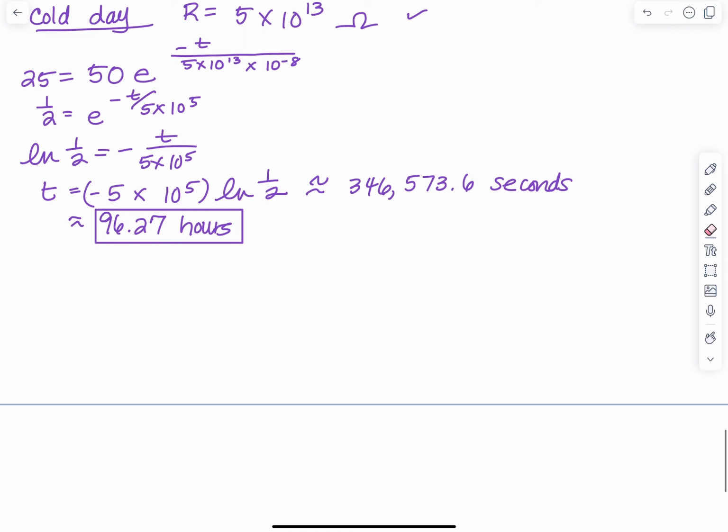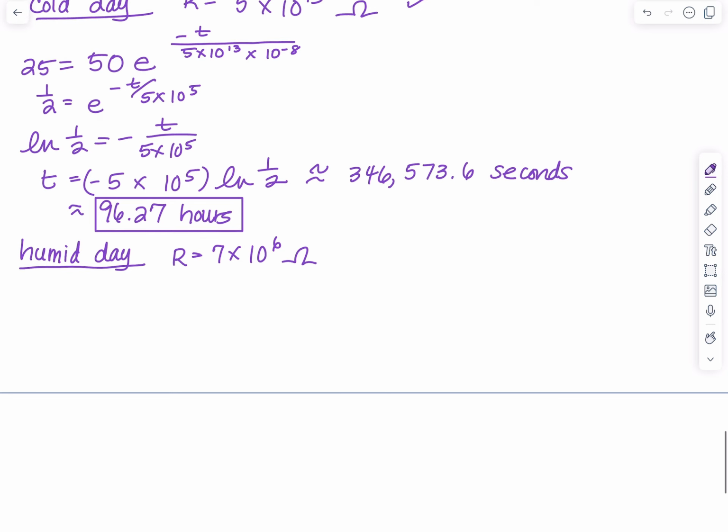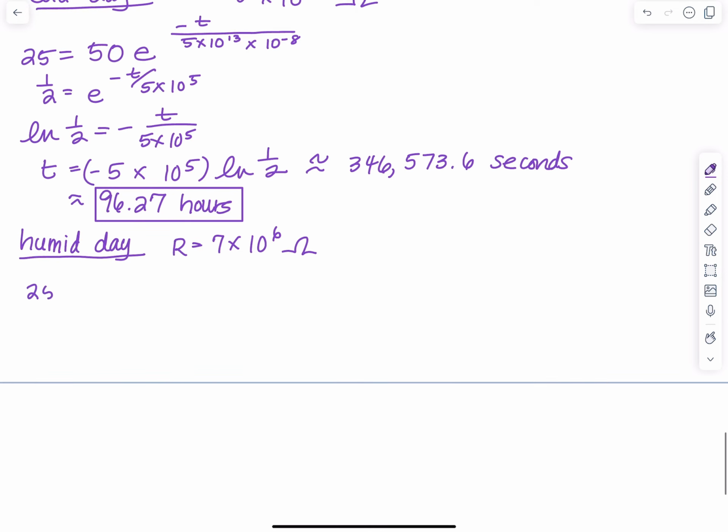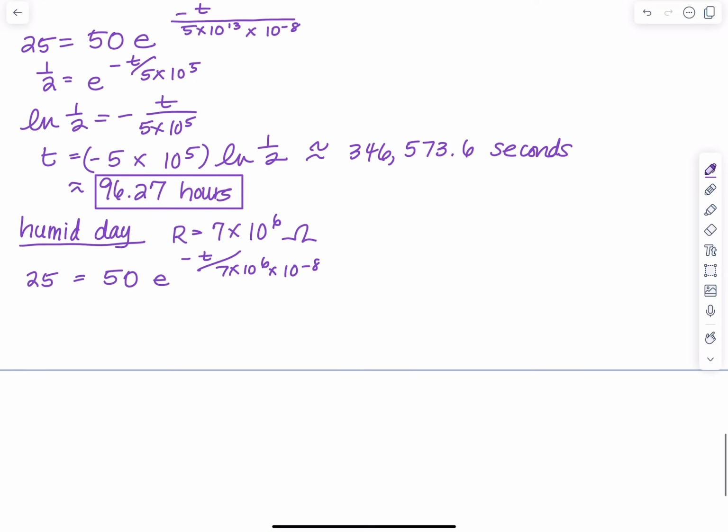Okay, let's go to a humid day. And on our humid day, the resistance is given to be 7 times 10 to the 6th ohms. And we're going to go ahead and plug it into that same equation. So we have 25 equals 50 times e to the negative t divided by 7 times 10 to the 6th times 10 to the negative 8th.